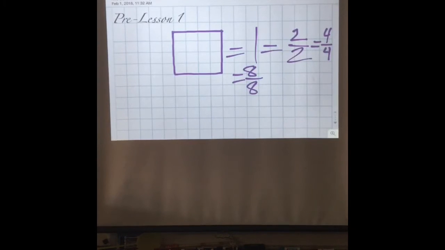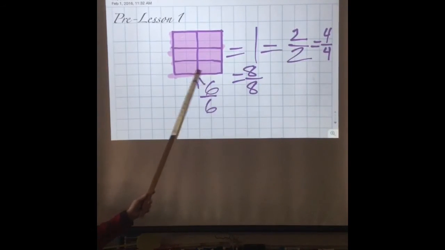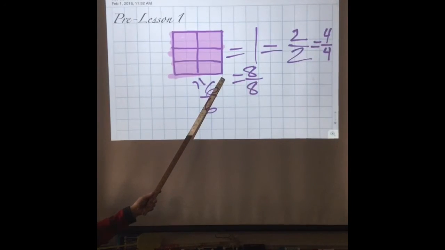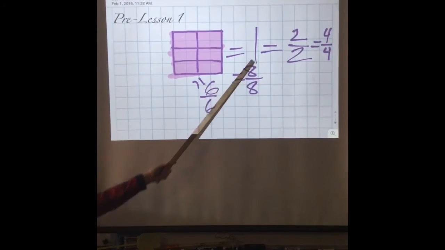Okay. I'm going to cut this up. And then I want you guys to tell me what my number is for this whole thing, the whole shaded area. What's my bottom number? 6. What's my top number? 6. So you guys are getting the idea that one whole could be cut up into 2 pieces, and we would have 2 over 2, right? And when we cut it into 4 pieces, we had 4 over 4. That also made a whole.